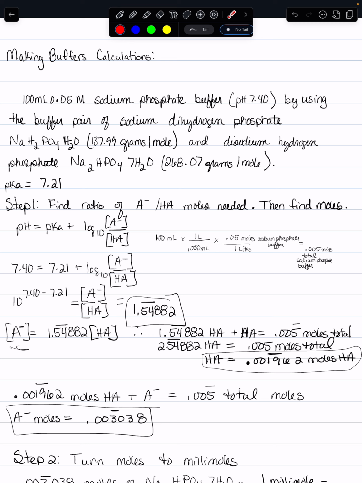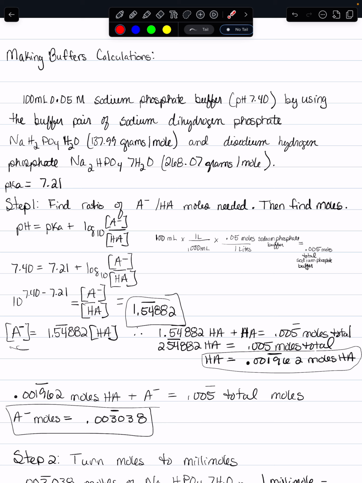All right, so our goal in this problem is to make a 0.05 molar sodium phosphate buffer, with a total volume of 100 milliliters, and we want this buffer to have a pH of 7.4. We're going to do this by using the buffer pair sodium dihydrogen phosphate, this is the molar weight of that, and disodium hydrogen phosphate, this is the molar weight of that.